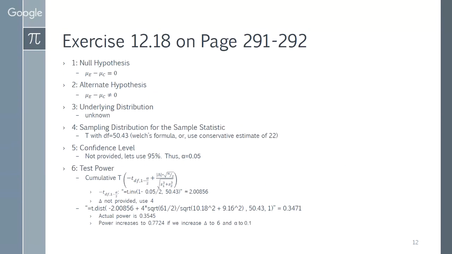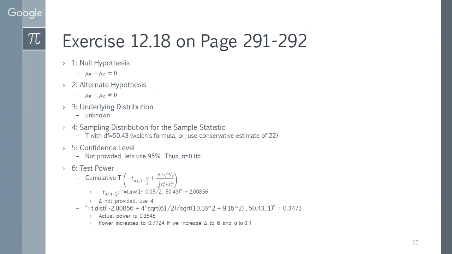Now, how to get 22? Well, our group 1 sample size is 38. Our group 2 sample size is 23. The smallest of those is 23, so I do 23 minus 1. And so you can just use degrees of freedom equals 22. You're going to get slightly different answers than what I have because I used the 50.43, but that's okay.